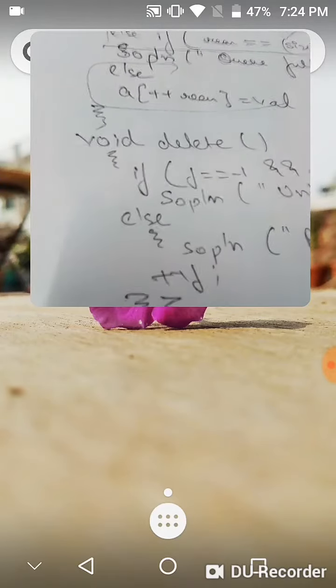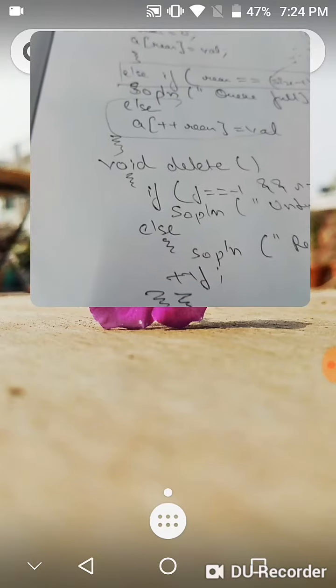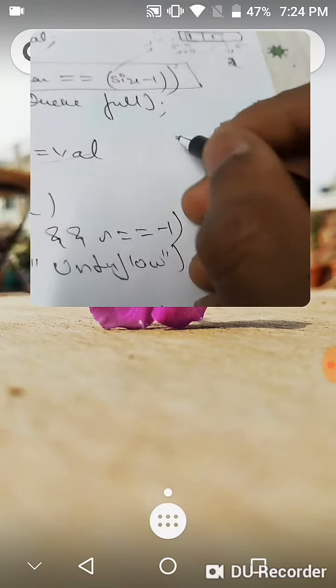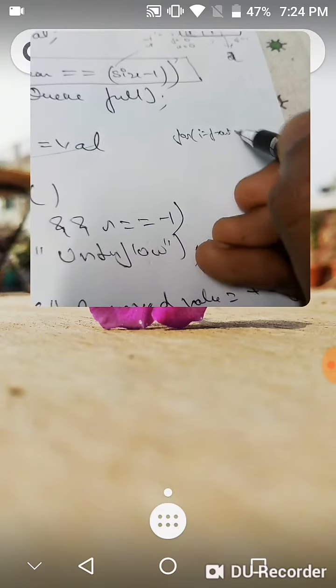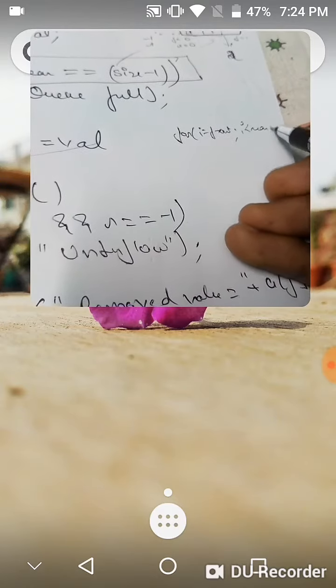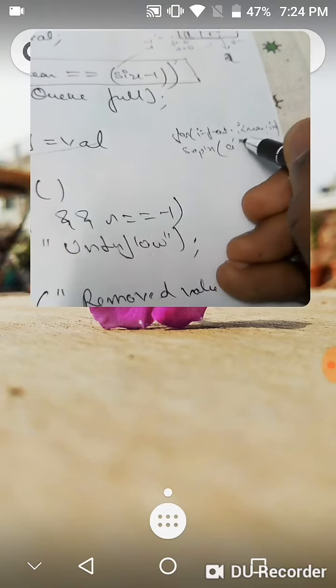So these were the functions to insert and to delete, and for display simply we're gonna make a loop for i equals front, i less than rear, i plus plus, and System.out.println a of i.